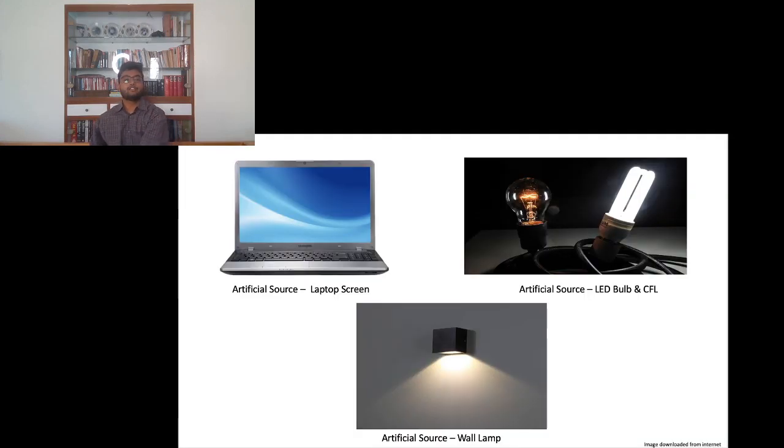Artificial light sources can be refrigerator lights or television screens. These are a few examples of the same, and all the images for this example have been downloaded from the internet for the purpose of demonstration only.